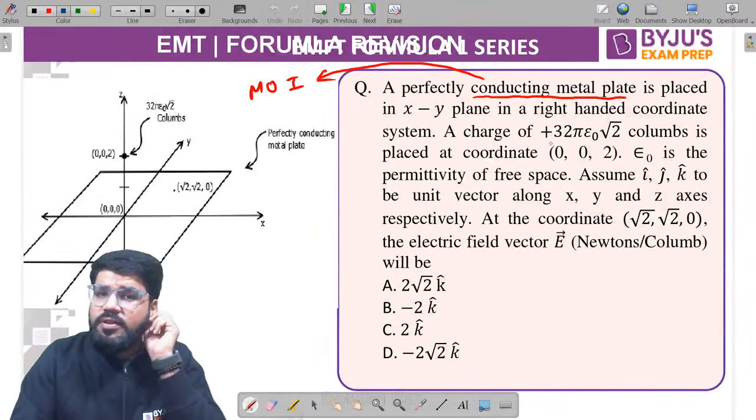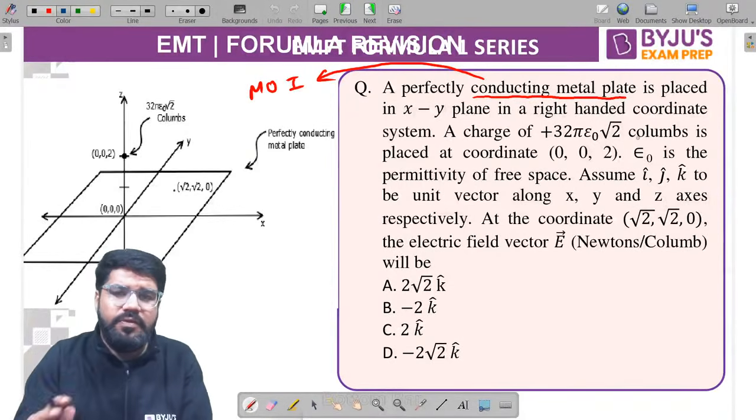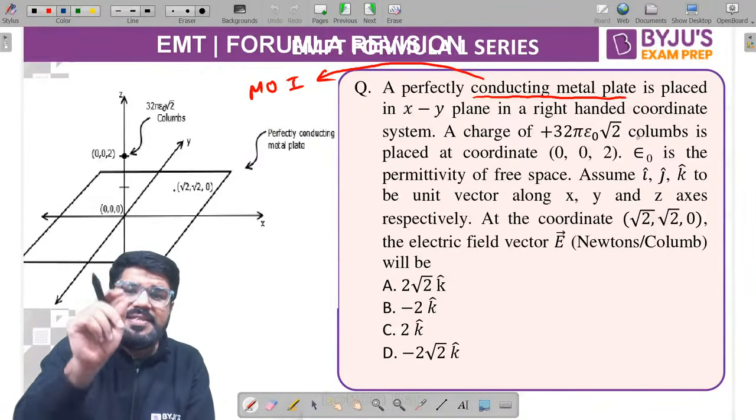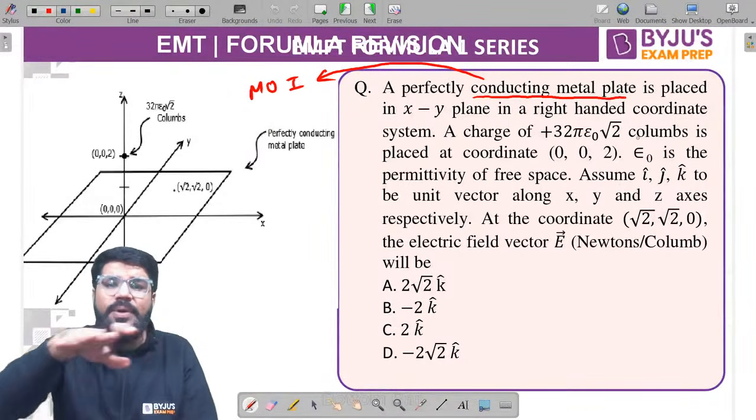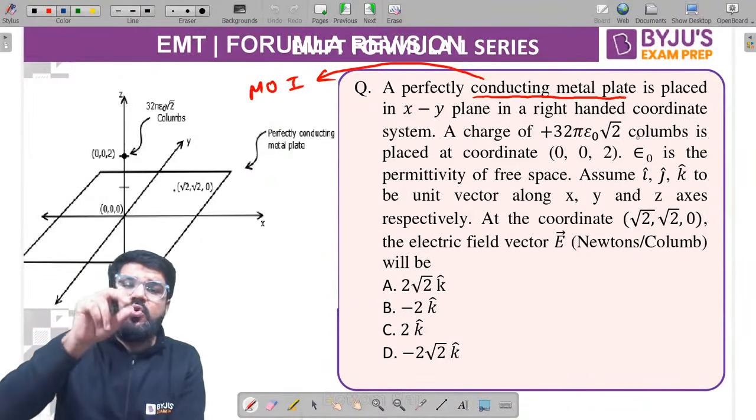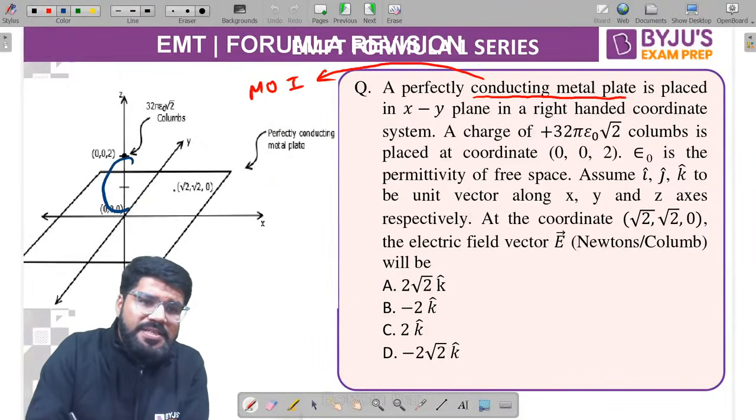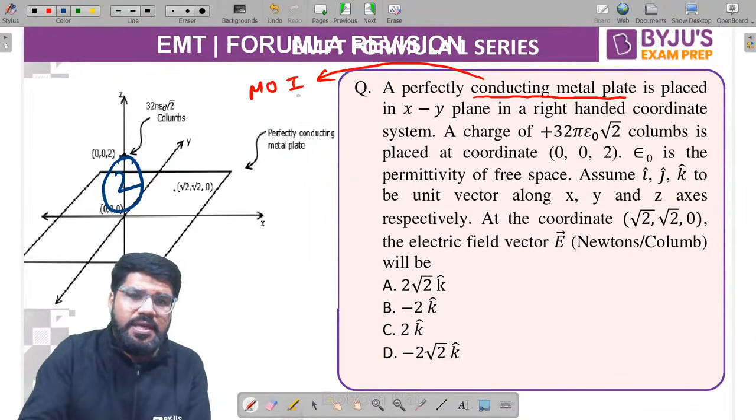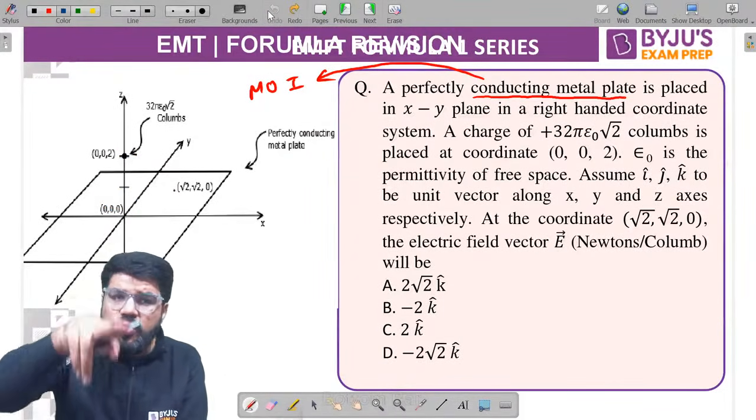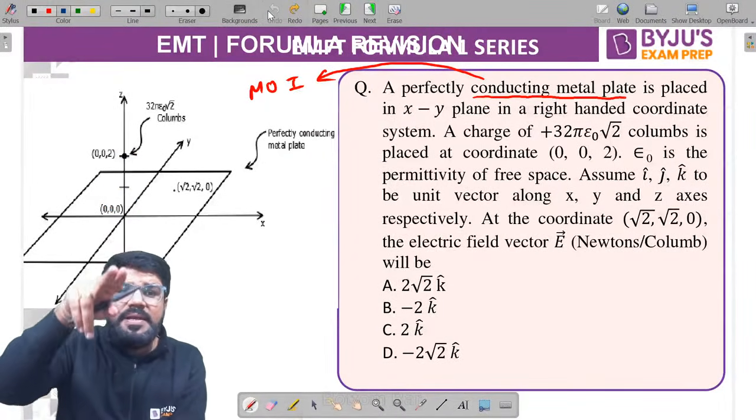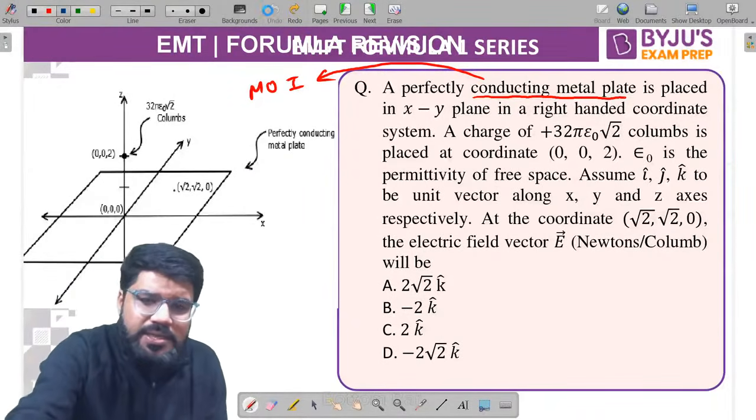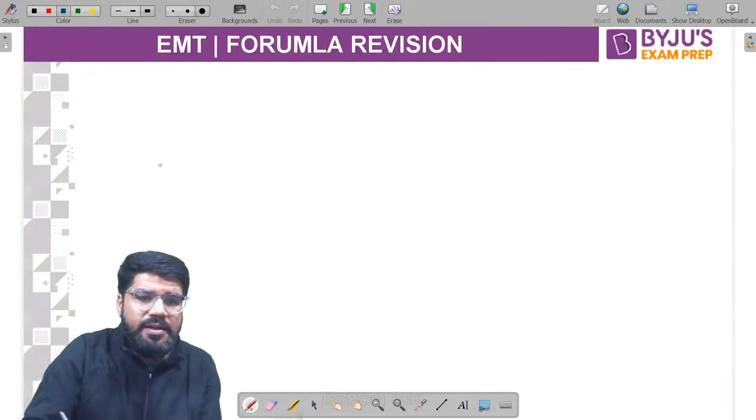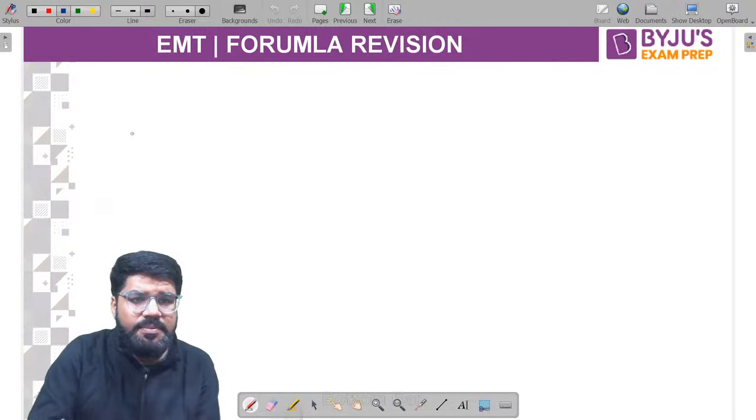So there is a charge of 32 pi epsilon naught root 2, we'll call it plus Q only, that is at 0, 0, 2. And where is the plate? The XY plane. So 0, 0, 2 means this distance is equal to 2 units. Where will you place the image charge? 2 units below. Let's take this picture separately.